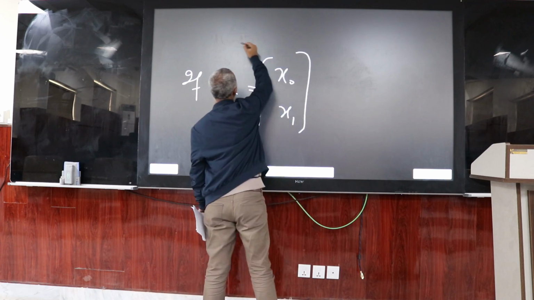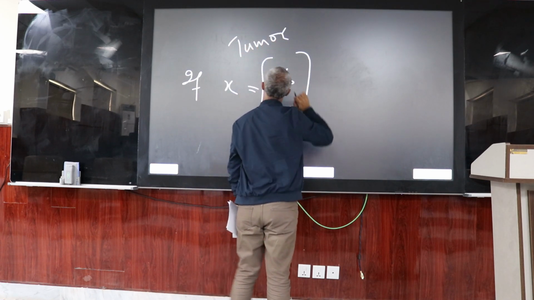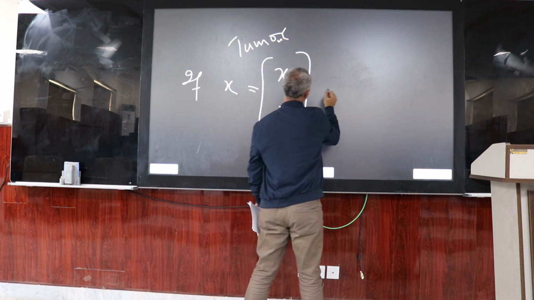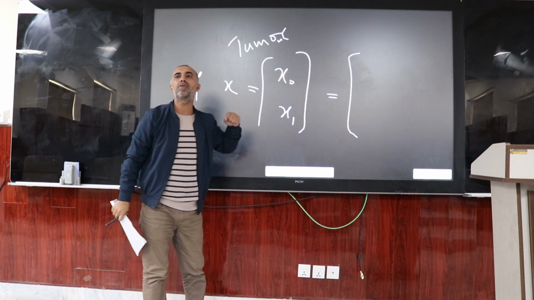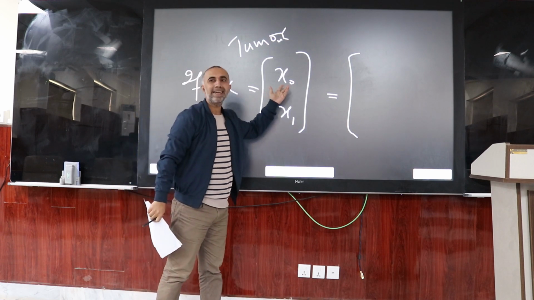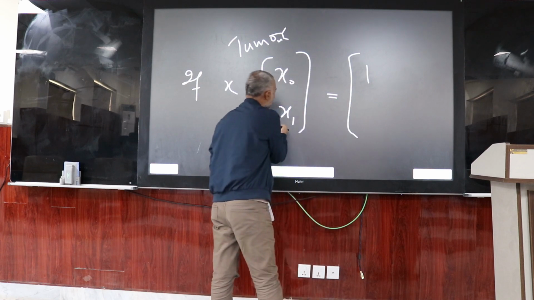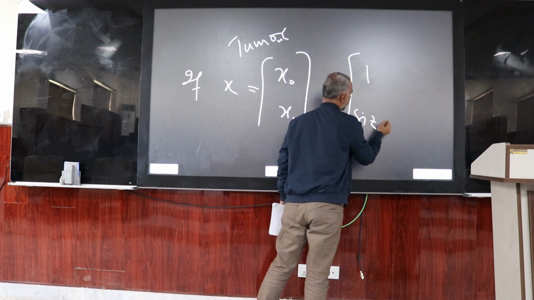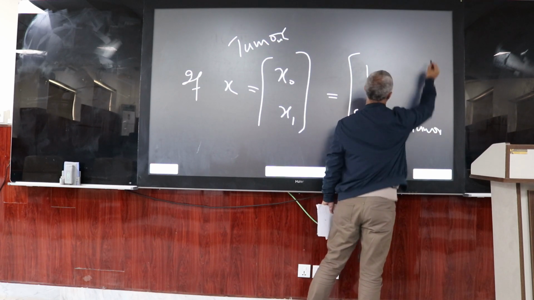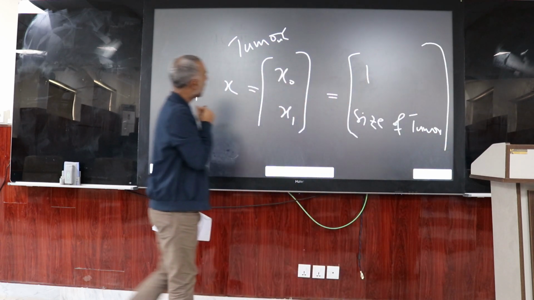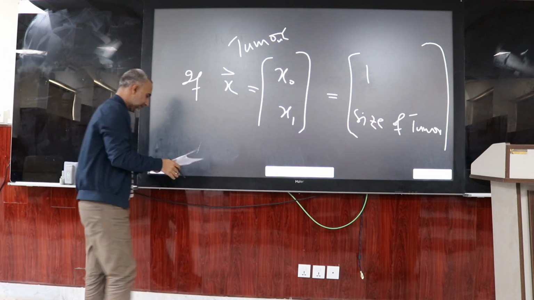Suppose we are talking about a tumor. Similar to the house example, what do we use for x naught? It should be equivalent to 1. Brilliant. And x1 is the size of the tumor. So this is some kind of a vector, in bold or whatsoever.